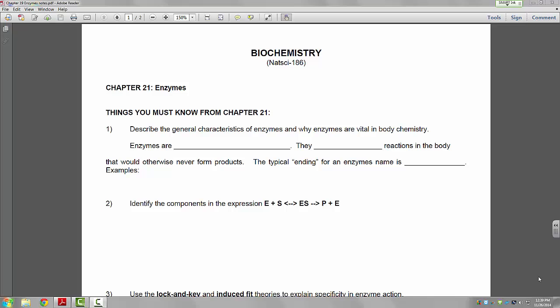Okay, so this is a review for Chapter 21 on enzymes, general characteristics of enzymes, why enzymes are vital in body chemistry. Well, enzymes are biological catalysts. They also are proteins, so everything you remember from the chapter on proteins is applicable to this chapter on enzymes. They speed up reactions in the body that would otherwise never form products. So without enzymes catalyzing these reactions, life would be impossible.